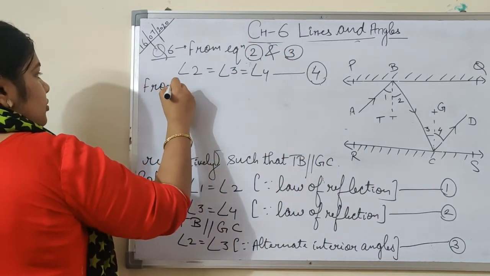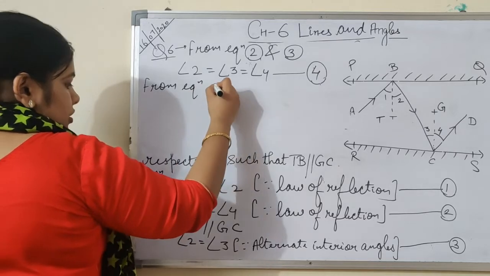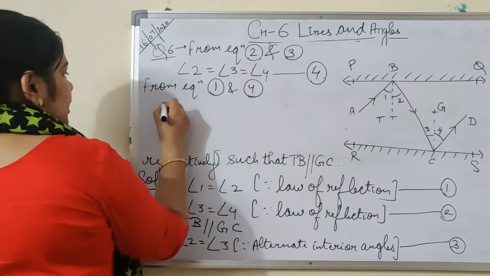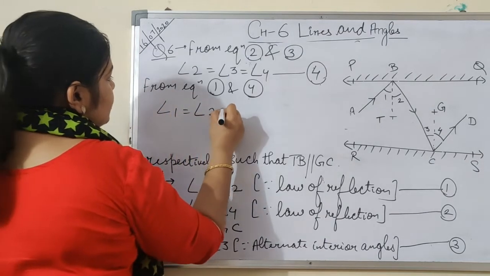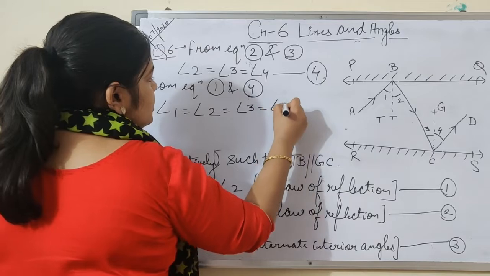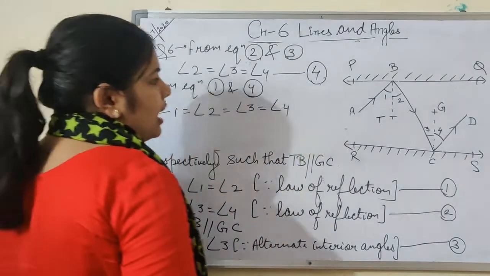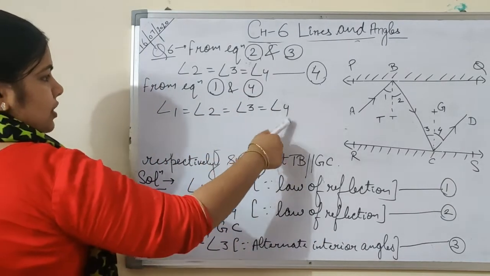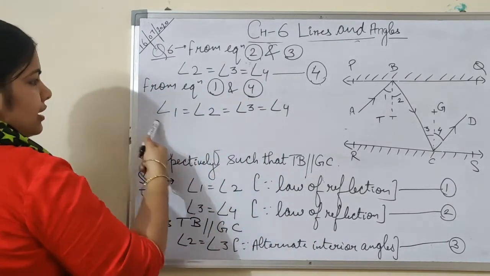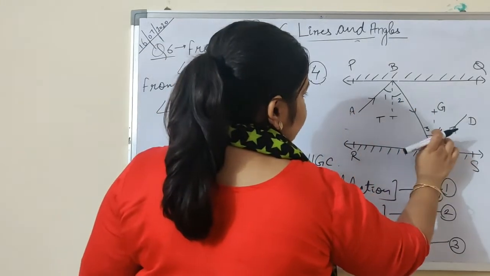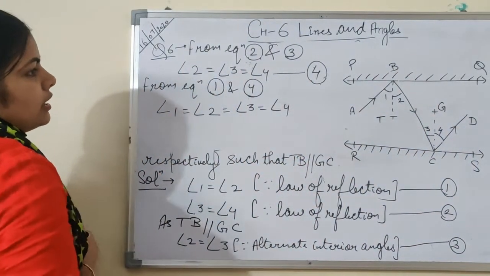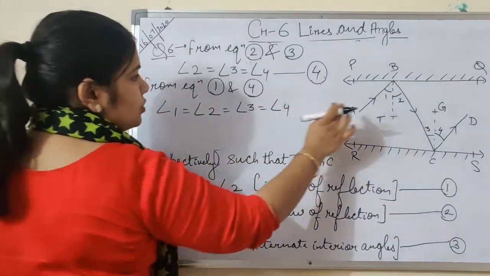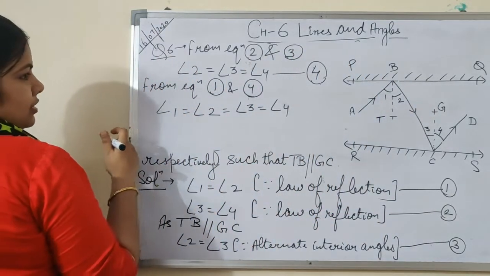Further, from equation number 1st and 4th, what we can write? That angle 1 is equal to angle 2 is equal to angle 3 is equal to angle 4. That means I can say that angle 2 is equal to angle 3, angle 3 is equal to angle 4, and angle 1 is already equal to angle 2, so I can write it like this. So I can say that 4 of them are equal. Now, as 4 of them are equal, as angle 1 is equal to angle 2 and angle 2 is equal to angle 3, what I can write?